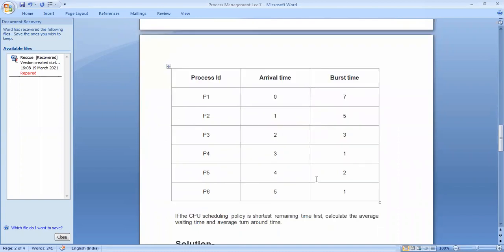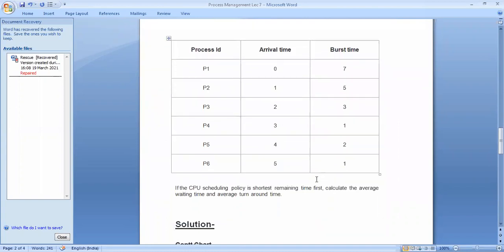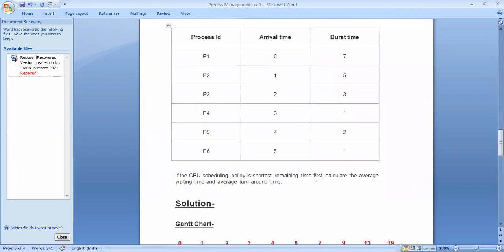So another problem, and you people try to solve this problem. I'm not showing the Gantt chart. First of all, you will try to solve this one. Let's see the problem. 6 processes are there. Arrival time is given and burst time is also given. The CPU scheduling policy is shortest remaining time first; calculate the average waiting time and average turnaround time.